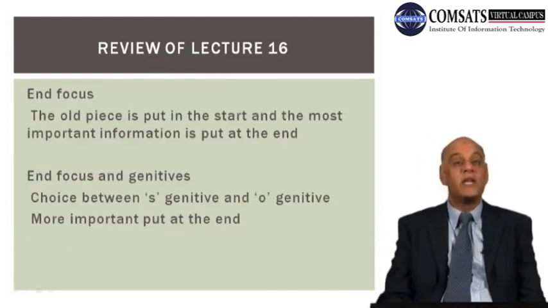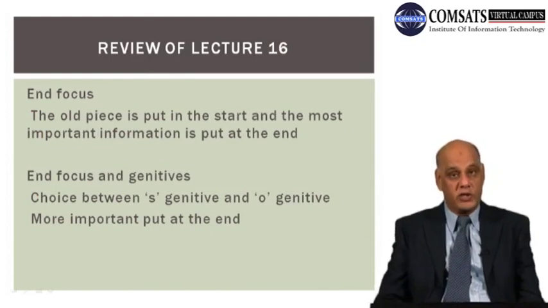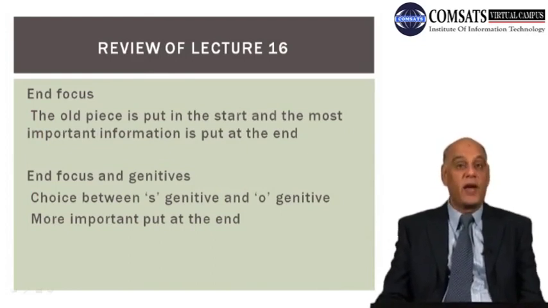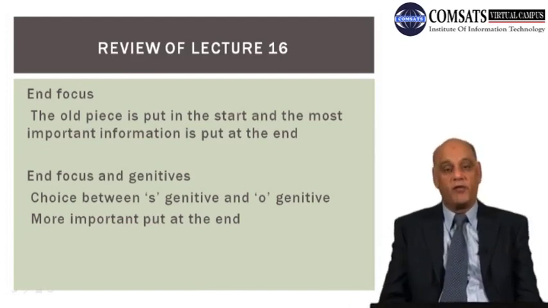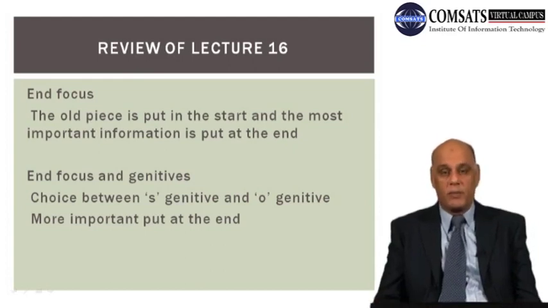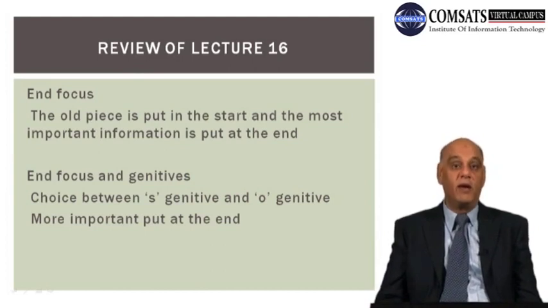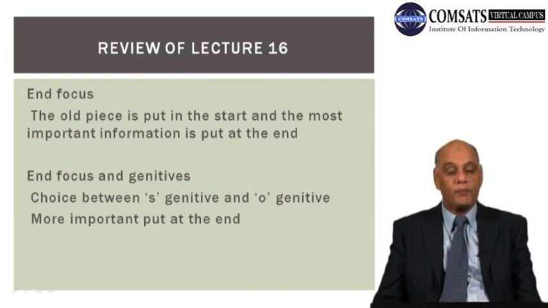Now the second kind of transformation was end focus, how you put the focus at the end of the sentence. The whole piece is put at the start and the most important, communicatively important information is put at the end. Like we had a very familiar example, Quaid-e-Azam was born in Karachi. Quaid-e-Azam is the old information that everybody knows about, but Karachi is new information. You are passing a comment, giving new information about Quaid-e-Azam, so you put that at the end.